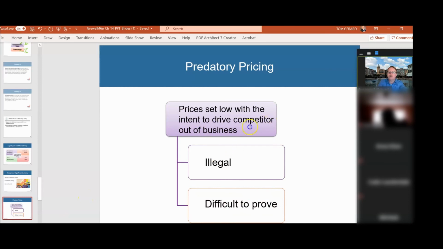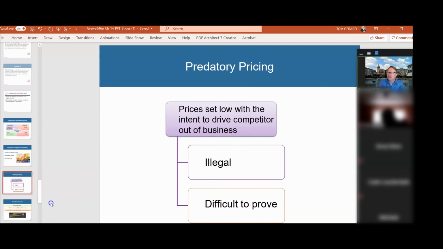Set low prices with the intent to drive a competitor out of business. That's what I was talking about with Walmart. They're famous for that. Now, Walmart is so big and they're everywhere, and they've driven so many people out of business that we don't think about that as much anymore. But again, I lived on the West Coast when Walmart expanded out there, and that was their tactic, to come in and drive everybody out.